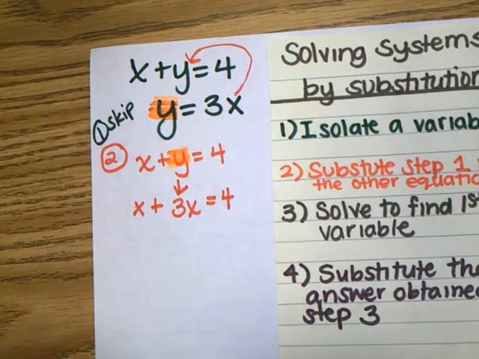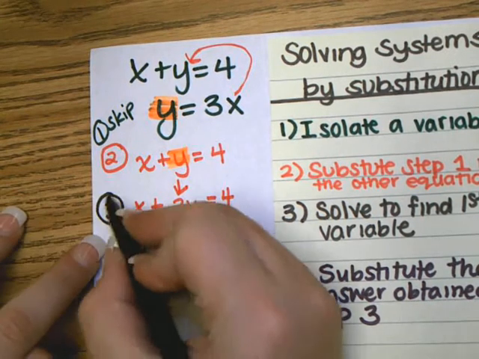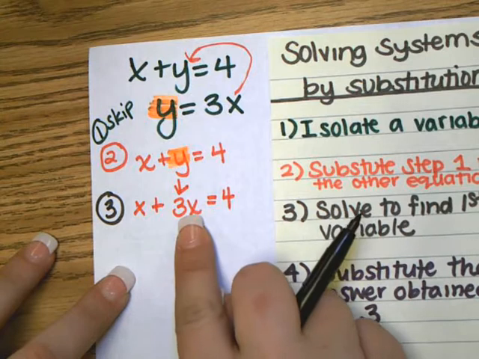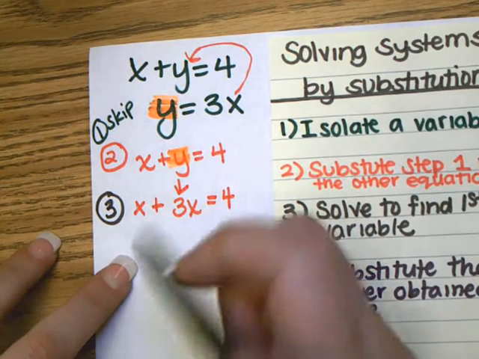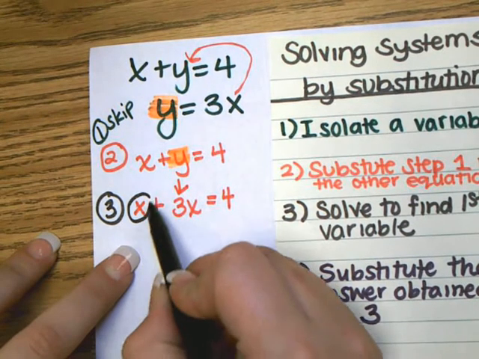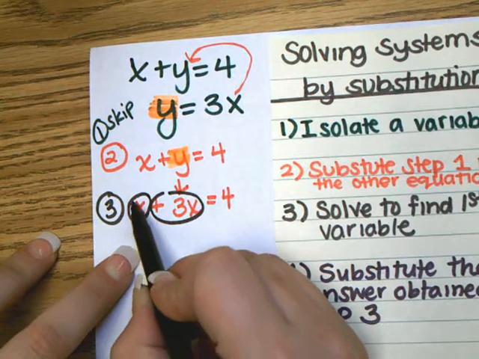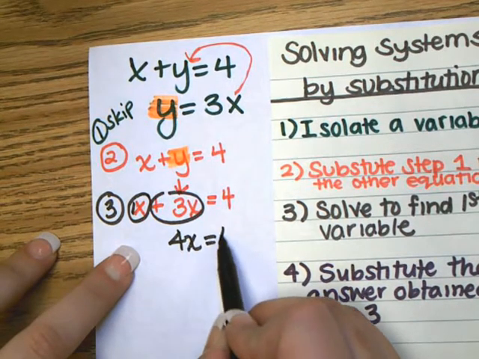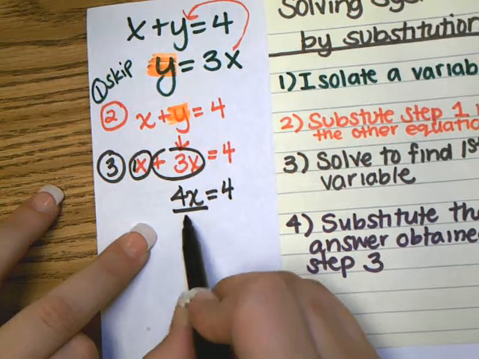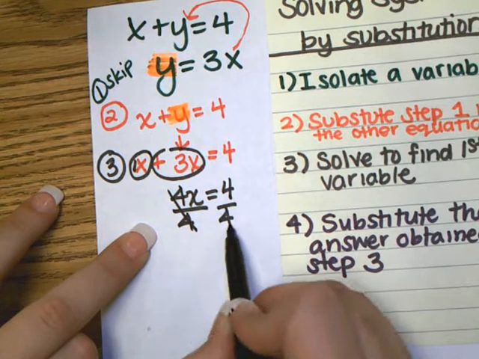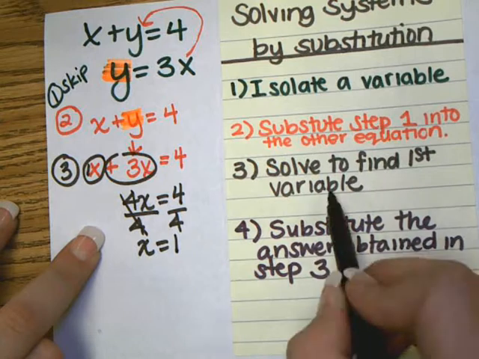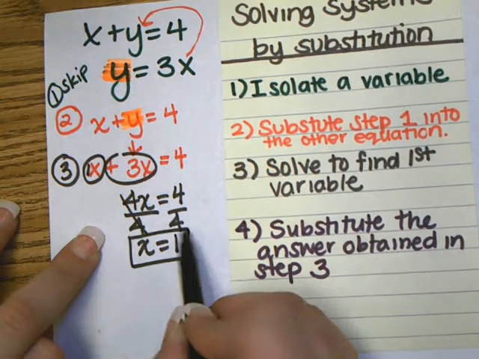Okay, now I'm ready for step 3. So step 3 is to solve to find the first variable. So I'm going to solve this like in chapter 2. I'm going to solve an equation. So I'm going to combine the like terms. 1x plus 3x is 4x. And then divide by 4. We get that x equals 1. So solve to find the first variable. We found the first variable.